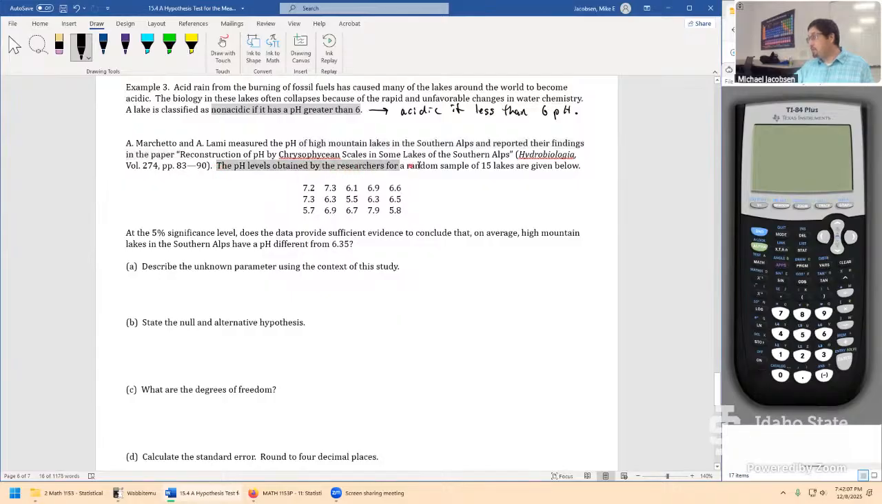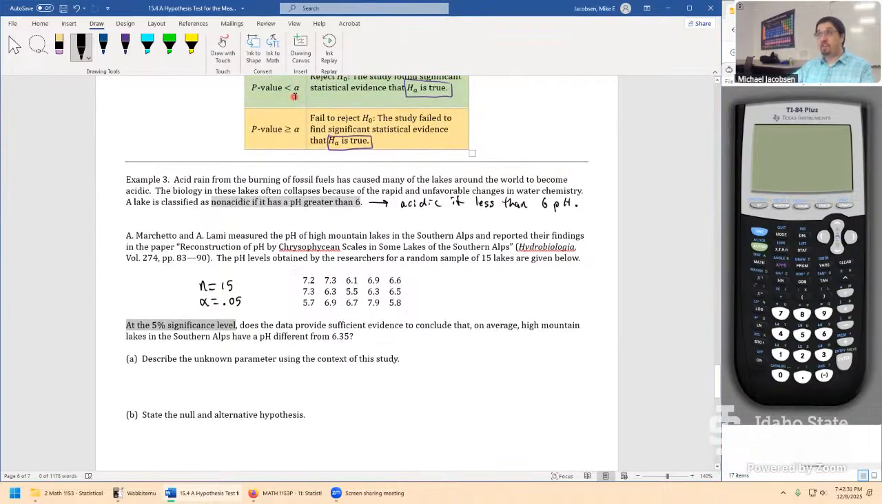pH levels were obtained by the researchers in a random sample of 15 lakes. So those are the 15 observations. 1, 2, 3, 4, 5, just double checking now. That looks like 15. So we have a sample size of 15 observations, all pH values. A question is being asked at the 5% significance level, so that's alpha, at 0.05. And that loops back on this alpha here, that we'll use as our benchmark for obtaining enough evidence for statistical significance. So when it says 5% significance level, we have to know that's the alpha value they're referring to.